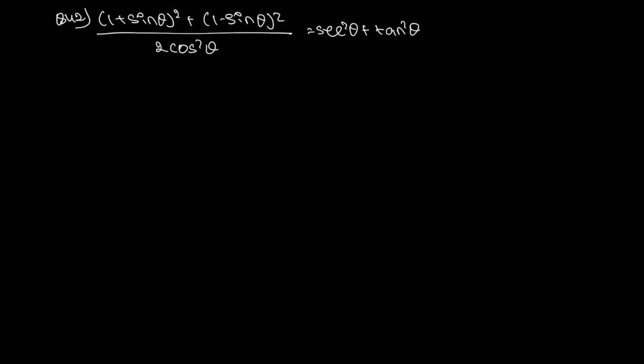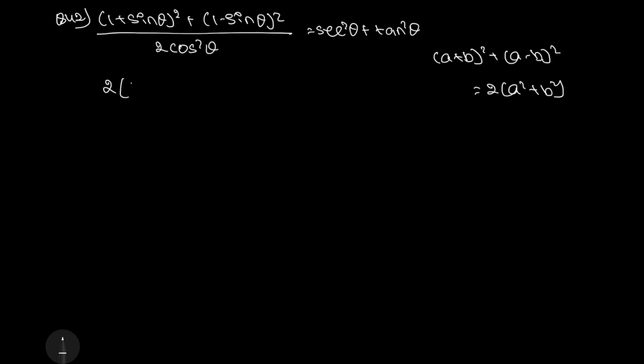Next we have question number 42. Here we have the numerator in the form of a plus b whole square plus a minus b whole square. We know one condition from our algebra, which is that (a plus b) whole square plus (a minus b) whole square is 2 times of a square plus b square. Now we'll just simplify this numerator in this form.